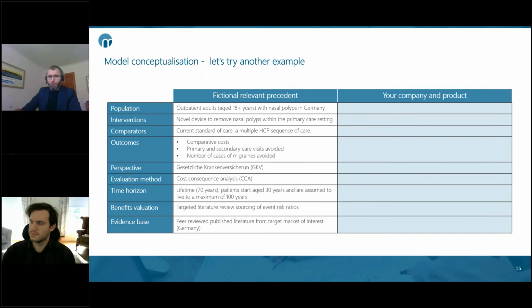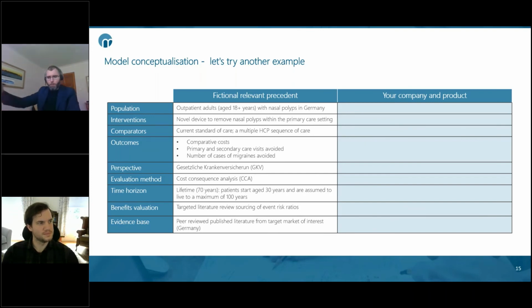This, by the way, is entirely fictional. The current standard of care in that case, hypothesized here, is going to be a multiple healthcare professional sequence of care. So imagine that actually at the moment, what happens as a system problem in effect is that you present to the doctor, the GP says, yes, indeed, you may actually have nasal polyps, it looks that way.